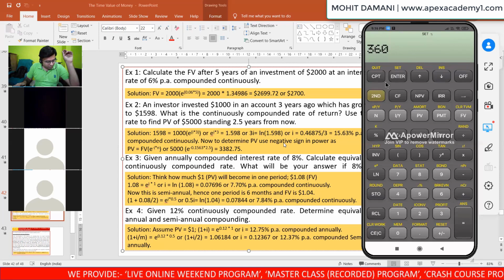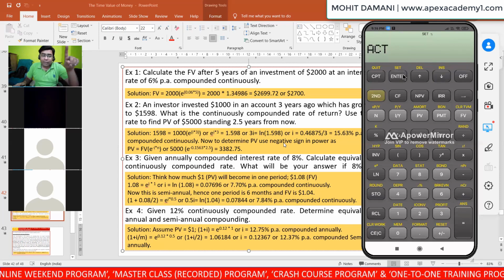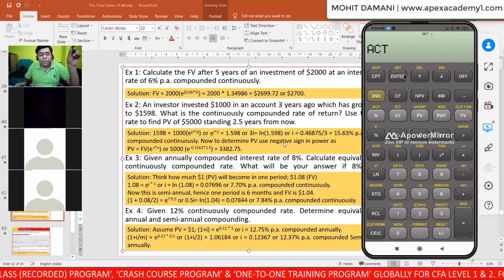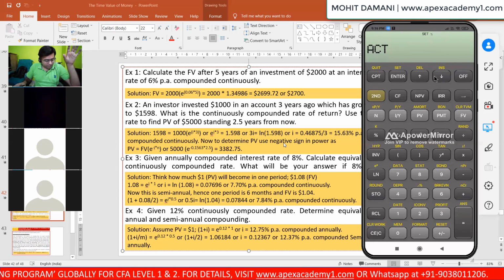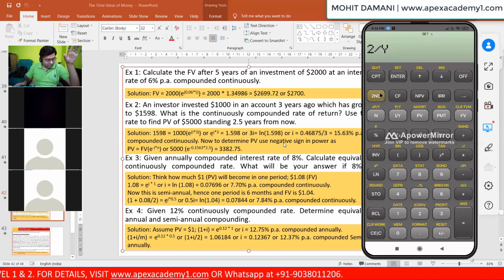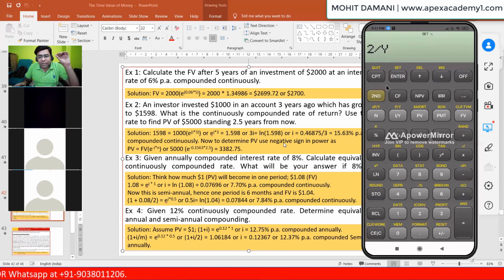ACT stands for actual or 360. Again, that same thing. Whether the calculation of the bond is on the basis of actual or is on the basis of 360. 2 by Y or 1 by Y. Whether the bond pays coupon semi-annually, 2 by Y, or it pays coupon annually, 1 by Y. There is no option to do it for quarterly, but there are very limited situations in exam where you will find which will ask you to perform this quarterly.